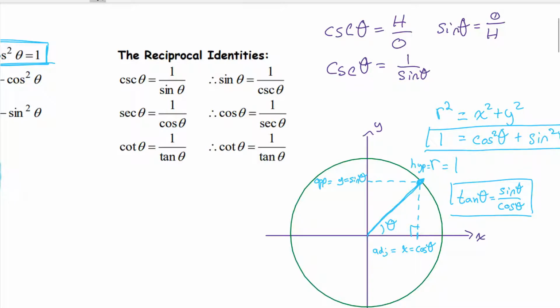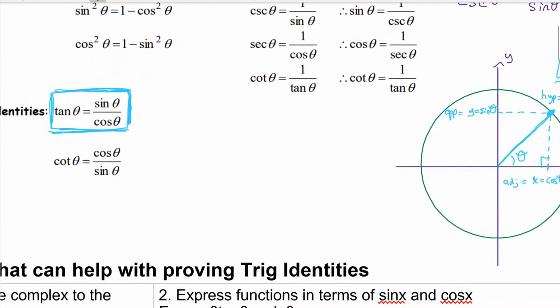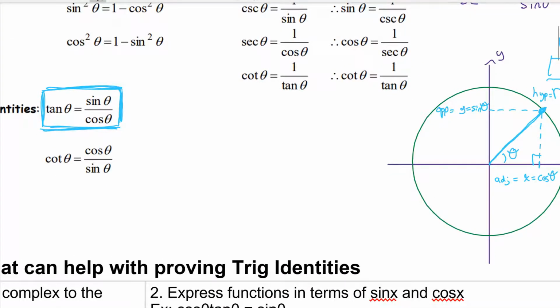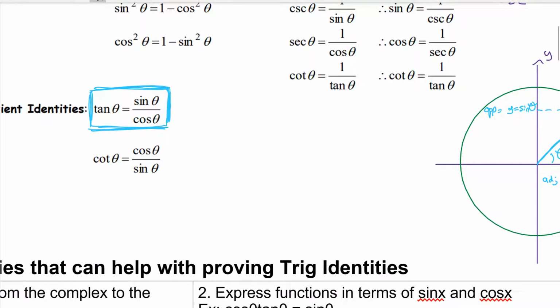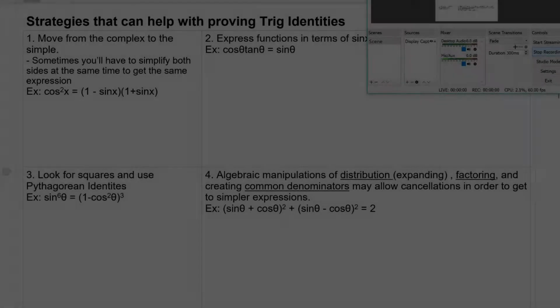So the reciprocal identities are essentially just the inverse of sine theta, cos theta, and tan theta. Similarly, since tan theta can be expressed in terms of sine and cos, that means that cotan can also be expressed in terms of cos and sine. So if tan theta is just sine over cos, cotan is going to be cos over sine.